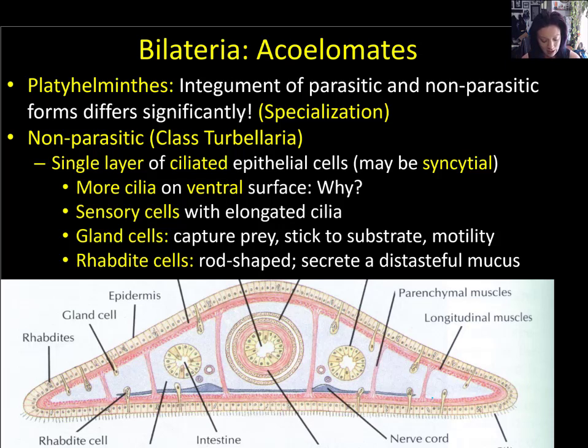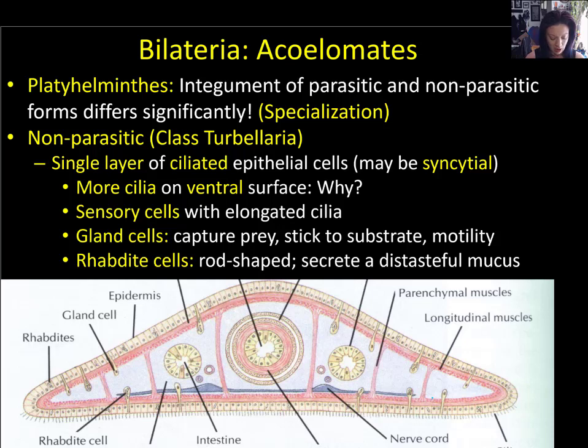There are non-parasitic platyhelminthes as well, however. They are going to act as our contrast, as our basis for comparison, to show just how unique and specialized parasitic integument for platyhelminthes has to be.